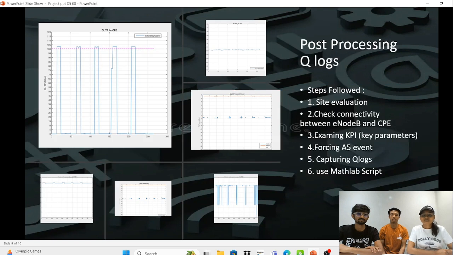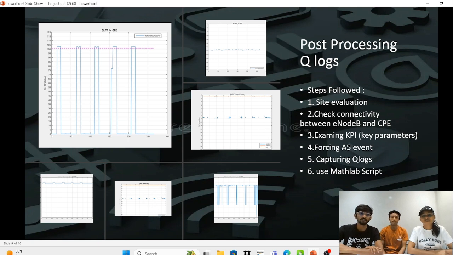This post-processing allowed us to extract meaningful insights into the network's behavior. We were able to read the uplink throughput and downlink throughput of the CPE and eNodeB, which helped us identify patterns and assess overall LTE network performance. We did LAA and carrier aggregation tests.